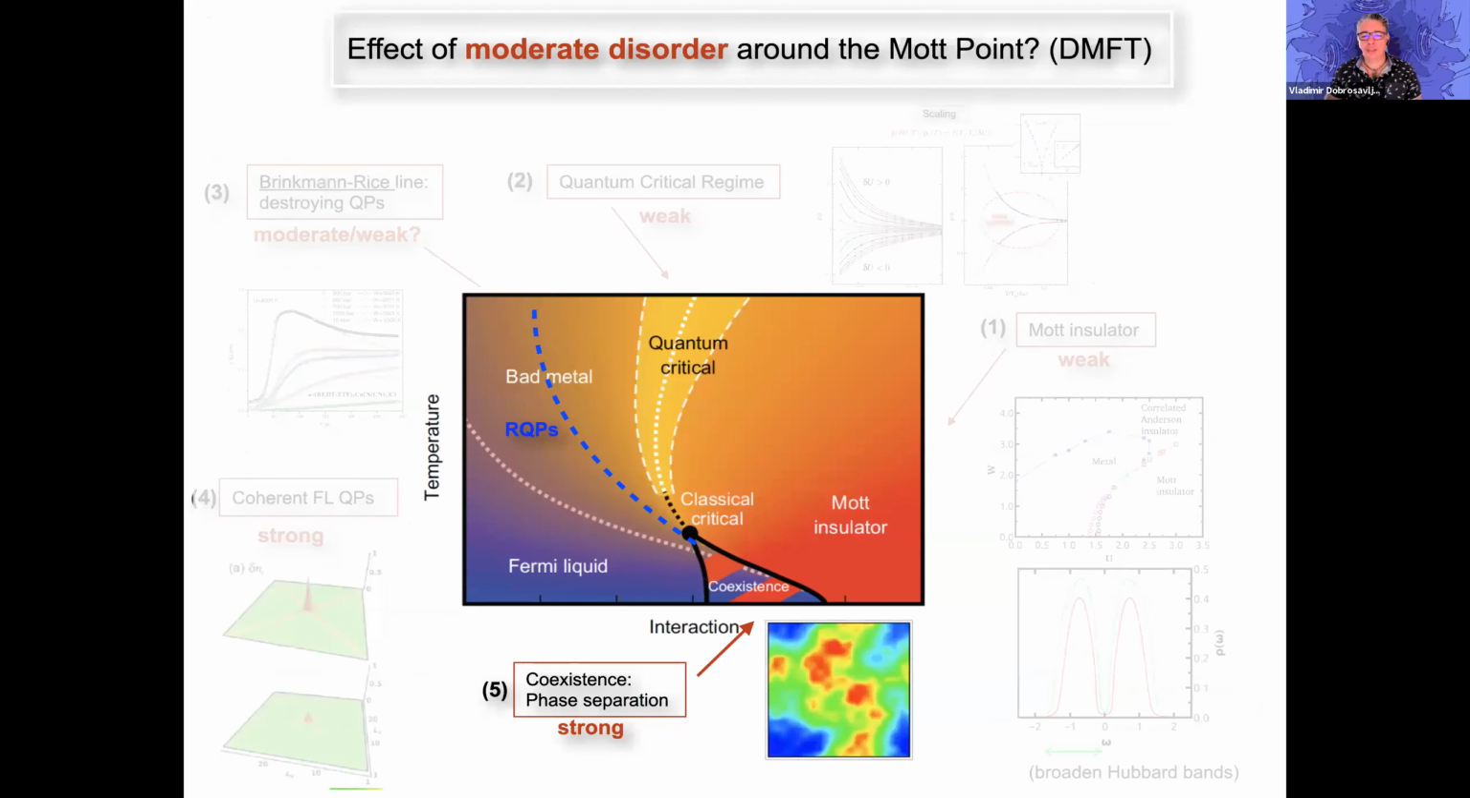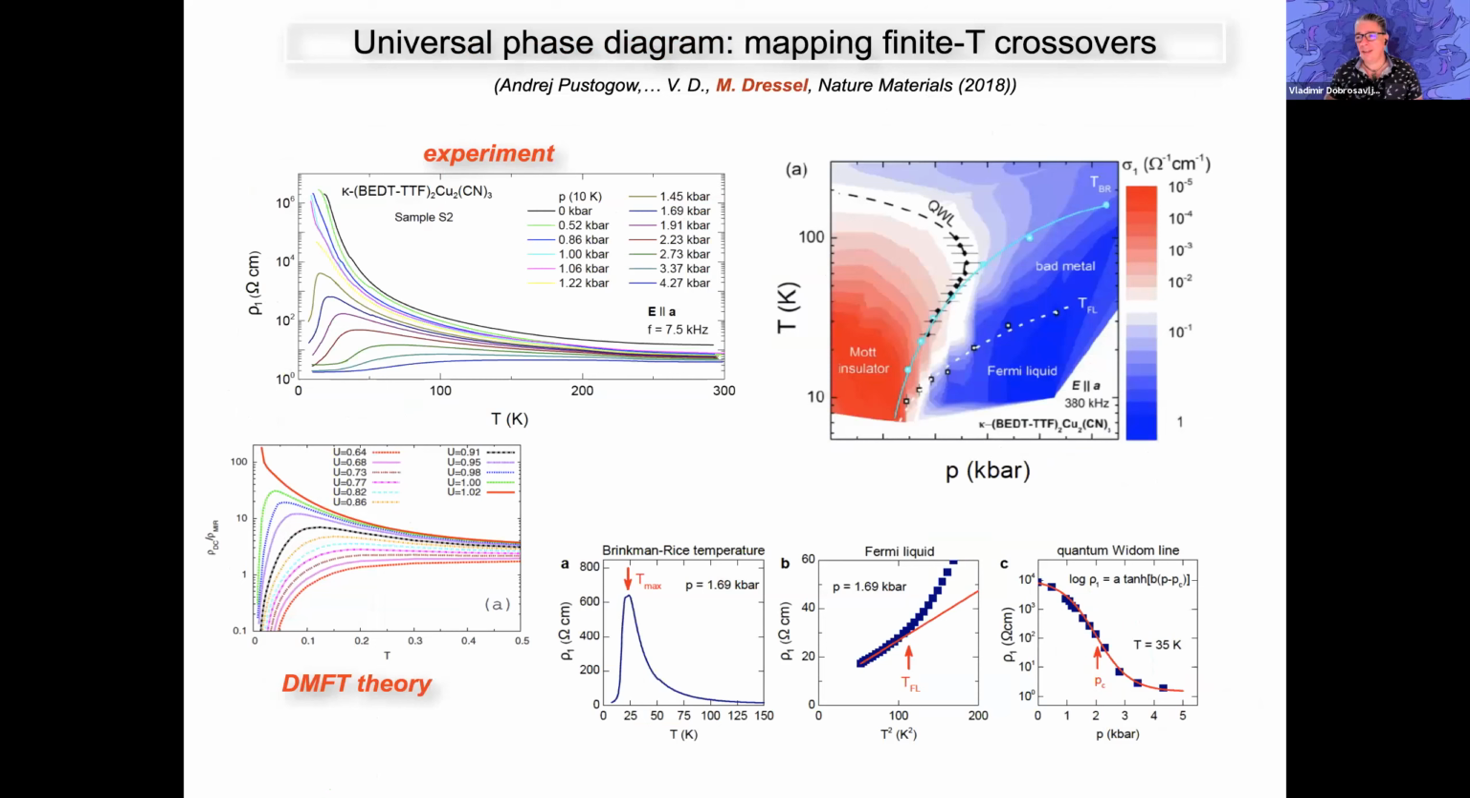Now, how do we see this in the experiment? And can we say something about transport? Well, to identify first this coexistence region is not so easy in experiments. And in a series of recent papers where I was involved together with the experimental group of Martin Dressel in Germany, we tried to look at experiments and to compare them to our theory and to try to map the phase diagram very carefully in all regimes.